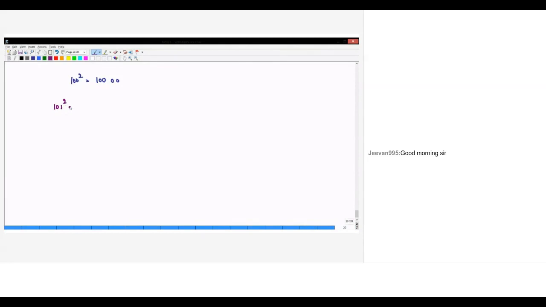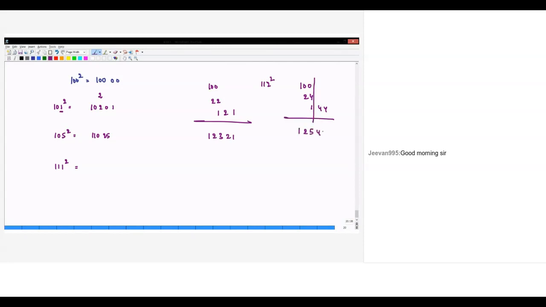101: double this one and add 200. Double of 1 is 2. 1 squared is 01. Double 5. 11 squared: see, double of 11 is 22, but 11 squared is 121. Add it. 112 squared. Double of 12 is 24. 12 squared is 144. Only the last two digits will be there in this. 125, 44.